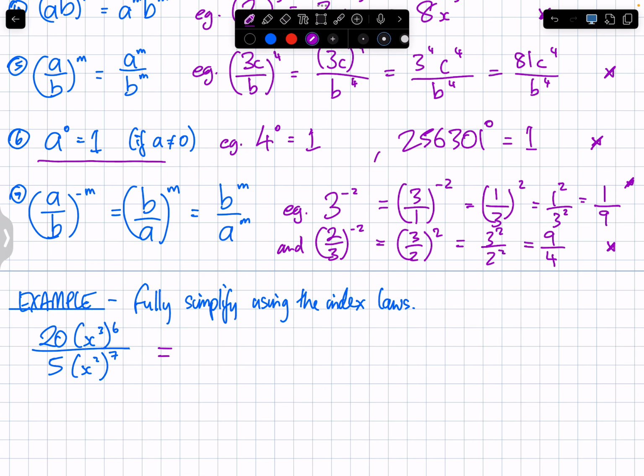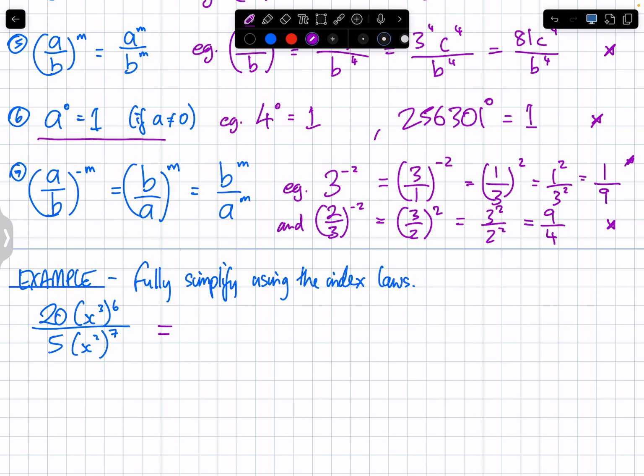Have a look at that complex example there. Is there a power applying to the 20? It's not in brackets, there's no power there. Is there a rule that we can apply to the x to the 3 to the 6? What do I do with those powers? Multiply them. So it's going to be 20 x to the 3 times 6 is 18, over 5. What do I do with the powers, the 2 and the 7? Times them again. x to the 14.